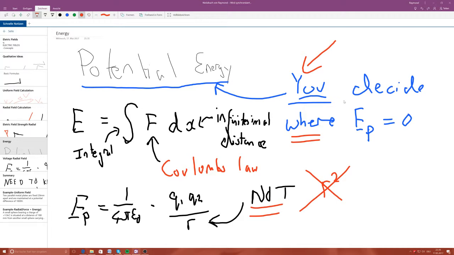You have to decide. It's similar to gravitational potential energy. If you decide the gravitational potential energy to be zero at the ceiling, then any objects in the room will have a negative gravitational potential energy because they're below the ceiling. Whereas if your friend sets the gravitational potential energy to be zero at the floor, then all of the objects in the room will likely have a positive gravitational potential energy. So it's just important to note that it is entirely dependent on where you decide to make the potential energy equal to zero.